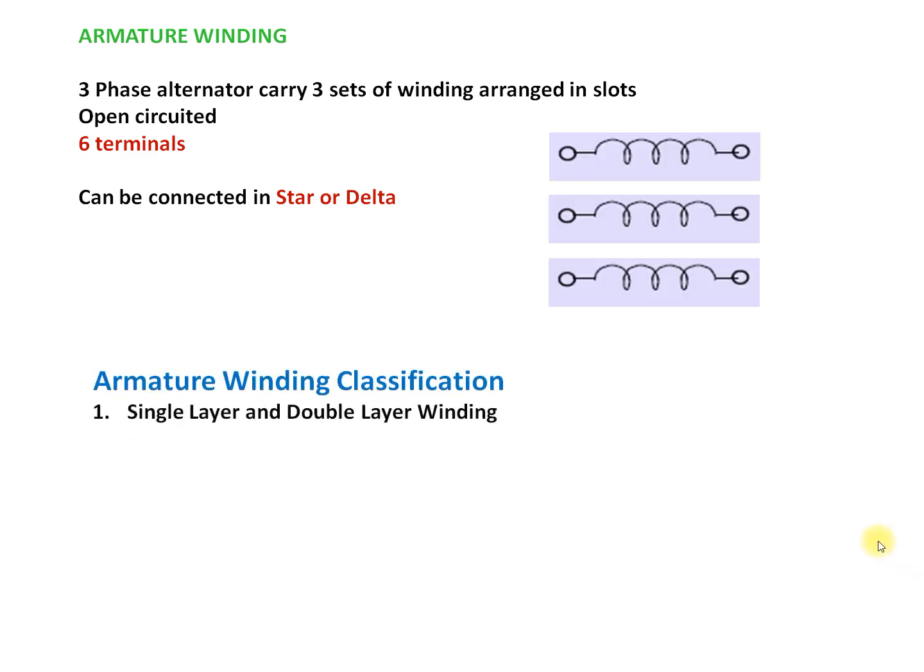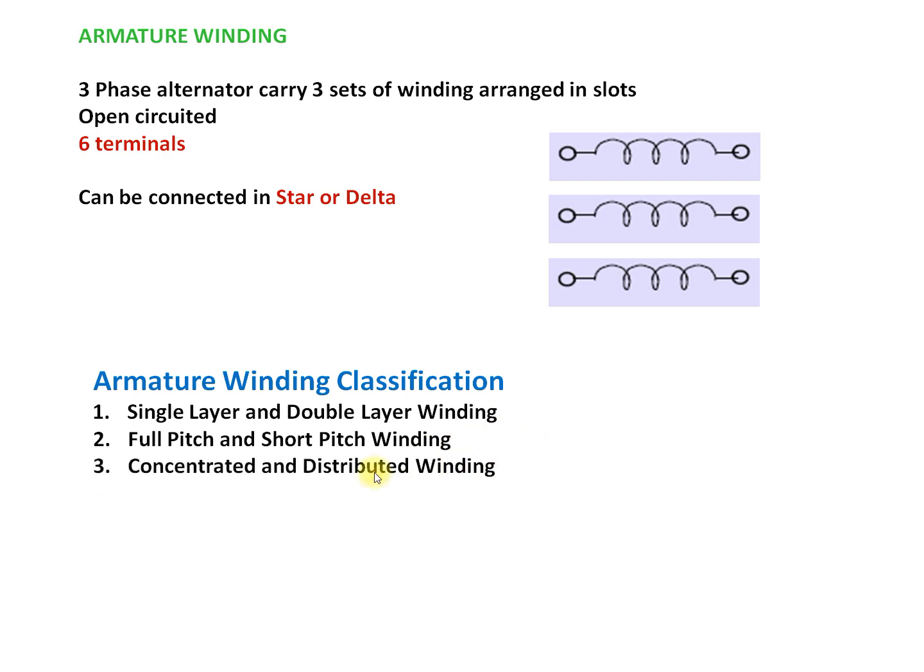So the armature windings can be classified into single layer or double layer windings. This is one type of classification. Another one will be the full pitch or the short pitch windings. This is another type of classification. The third one will be the concentrated or the distributed windings. So the armature windings can be classified into these broad classifications. We will be seeing one by one what all these classifications mean, what the differences between these classifications are, and how to select armature winding.